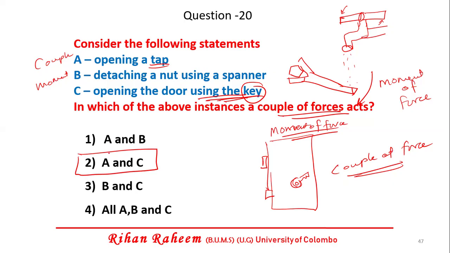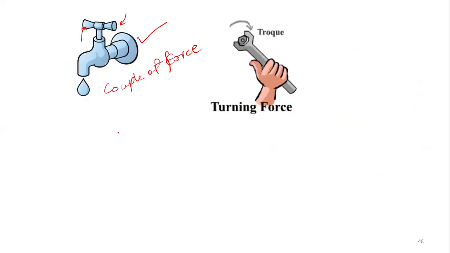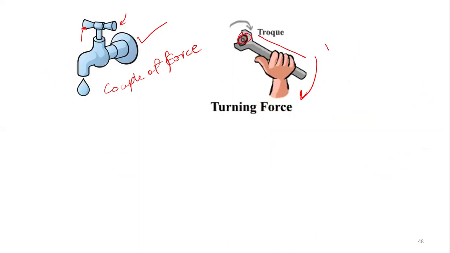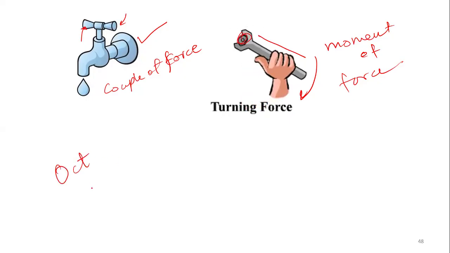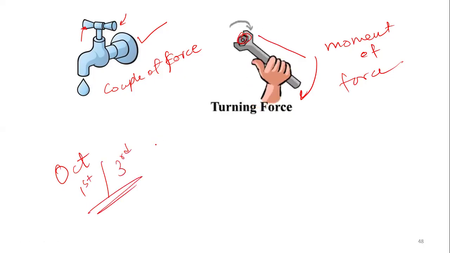So again, we will be meeting in one of our grade 10 paper classes. This is that spanner thing. Here, this is the pivot point. Only one force is there. Then it's not a couple. It is moment of force. So again, most probably next month, first week and third week. Next month is October. First week and third week, we will be having our grade 10 free paper classes.